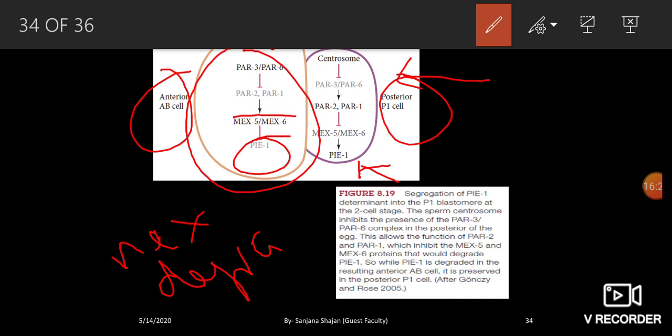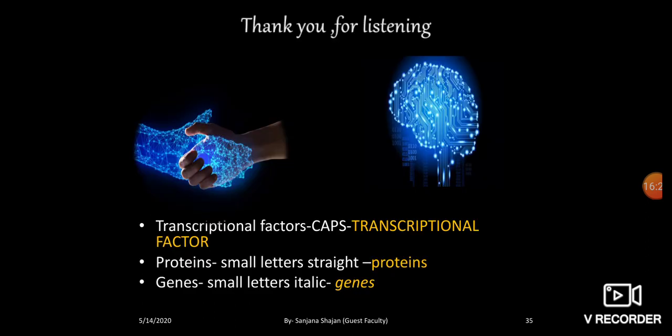I hope you guys understood. So this is all about autonomous specification. In the next video we'll be learning about conditional specification, and also the last part which completes the whole thing about C. elegans.